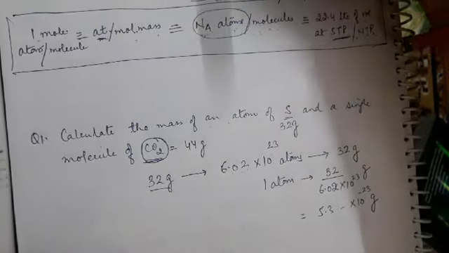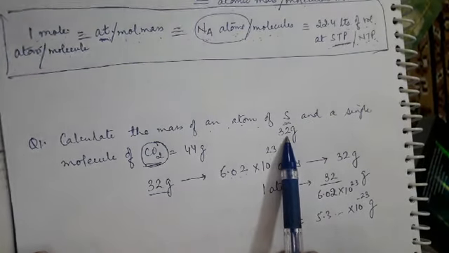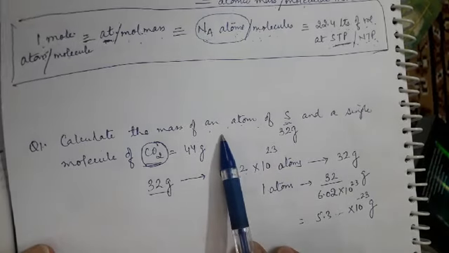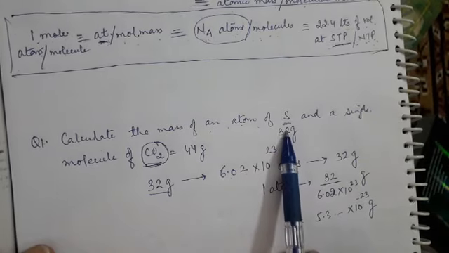So what have you done in this question? You have converted mass, atomic mass, to the number of atoms. Means you have found the mass of an atom of sulfur.